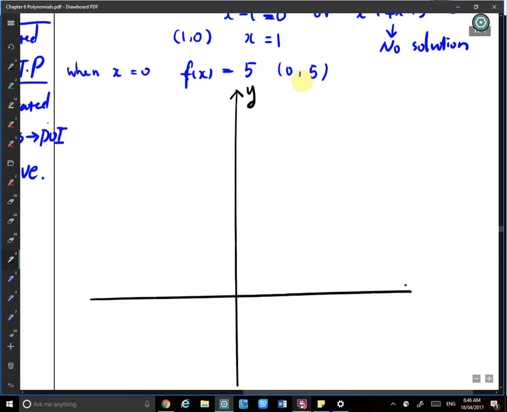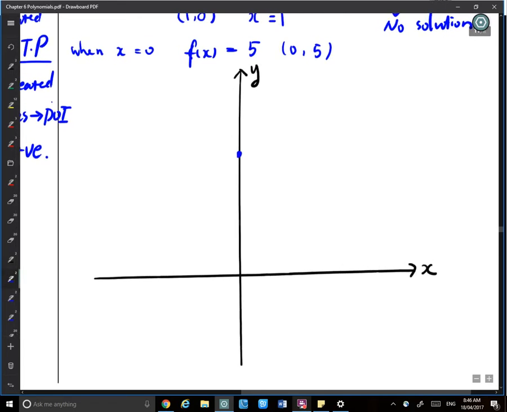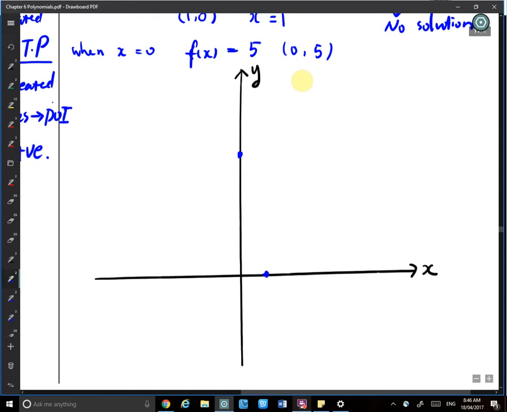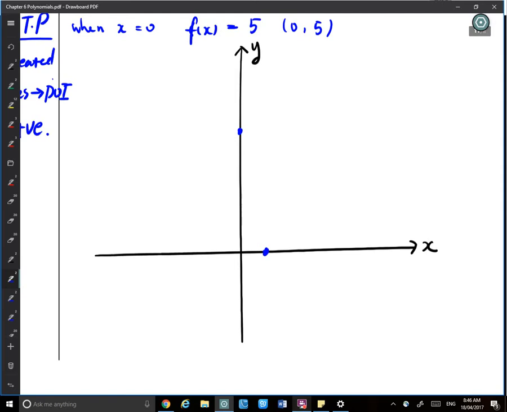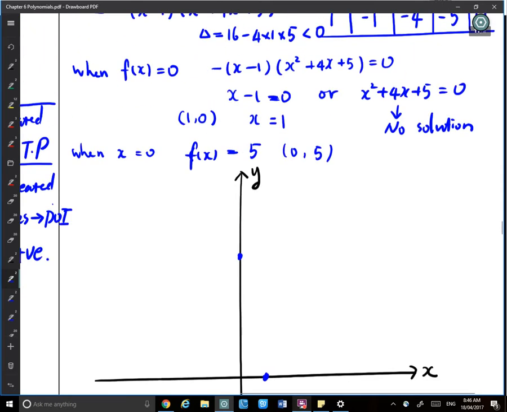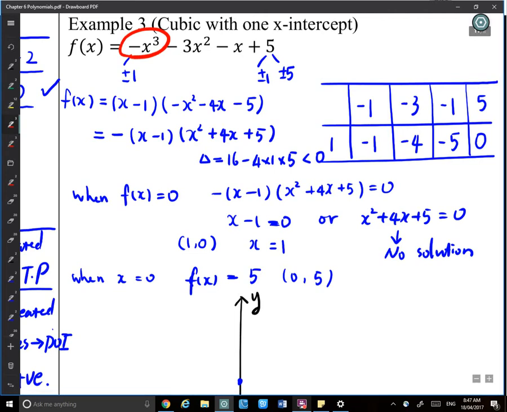Have y, have x, and you have (0, 5), which is here, and (1, 0), which is here. Let's not label it first. Where should I start this graph? Bottom, right bottom, because the leading term is minus x cubed. It's a negative coefficient, so I should start from the right bottom.